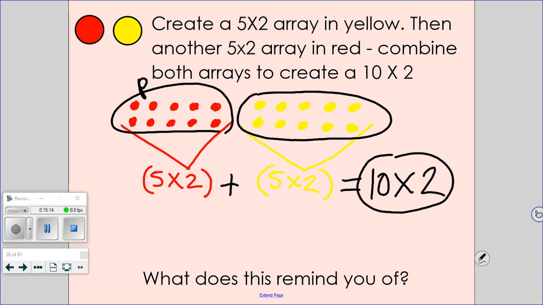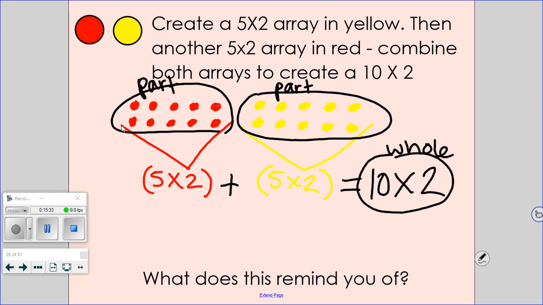This is one part. Go ahead and label in your notebook. This is your other part. And when we smush them together, we get our whole. Part, whole is not just for addition and subtraction. It's also for multiplication.